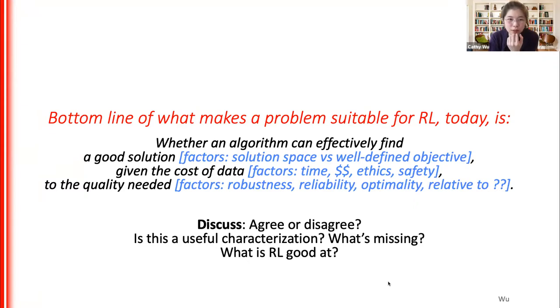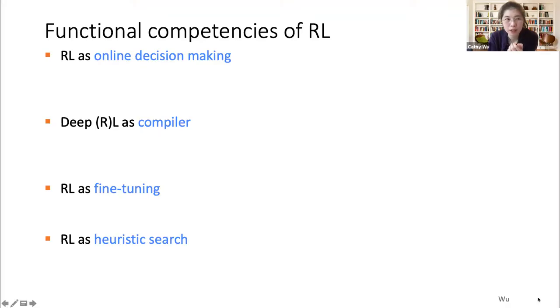Let me give a different perspective to this question, which is complementary, I think, to Juanjo's comments. This is to view what RL is good at in terms of what you might call functional competencies. This is almost like a checklist. Given an application or a problem, you can go through and see if some of the properties of the problem match the strengths of RL, whether the challenges match the strengths.